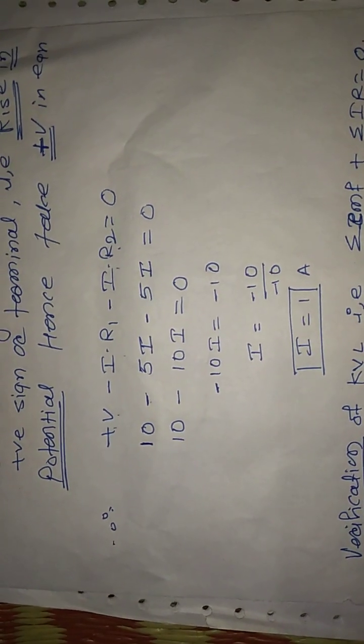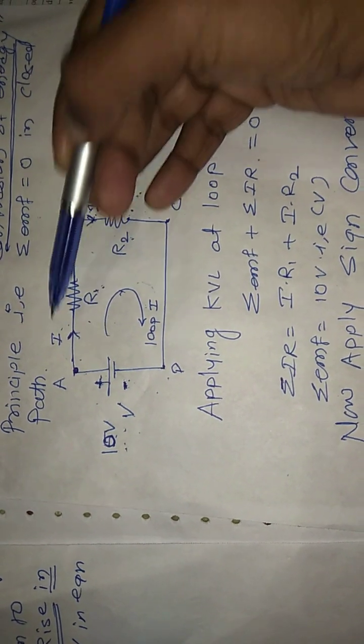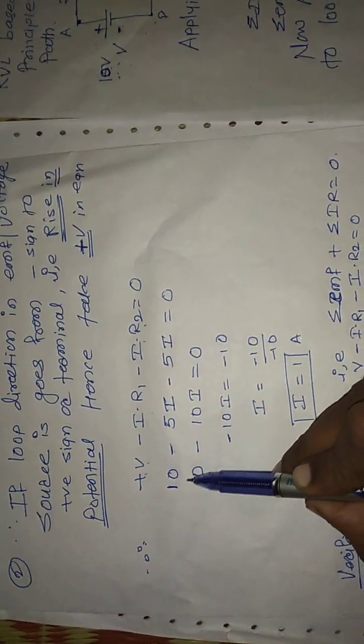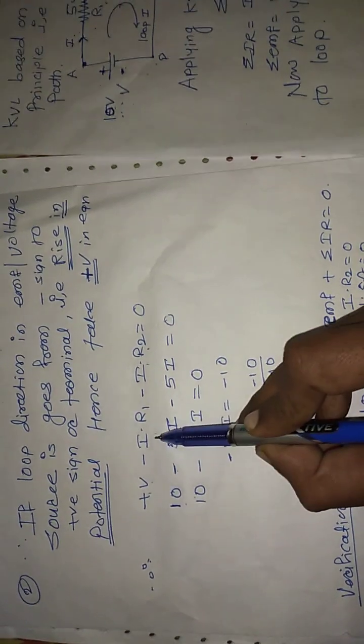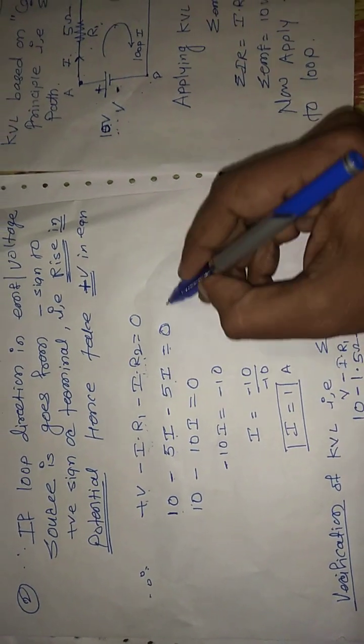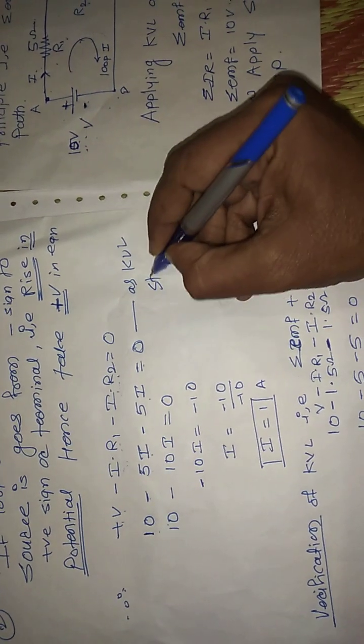So the equation will be 10 minus 5I. I is common because a single current is flowing in the circuit, minus 5 into I, because there are two resistors having the same value. Hence the first voltage drop is minus 5 I1, minus 5 I1. Hence we have to take 10 minus 5 I1, this is the first voltage drop, minus another voltage drop, is equal to 0. This is the equation as per the KVL statement.